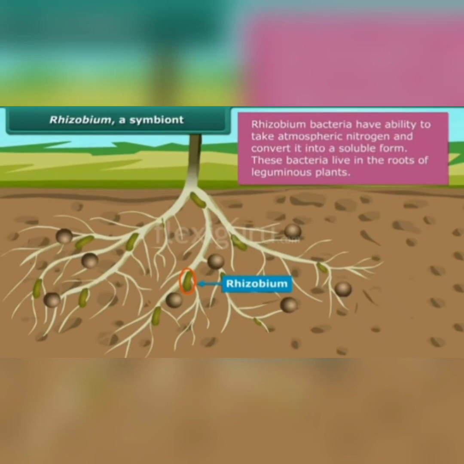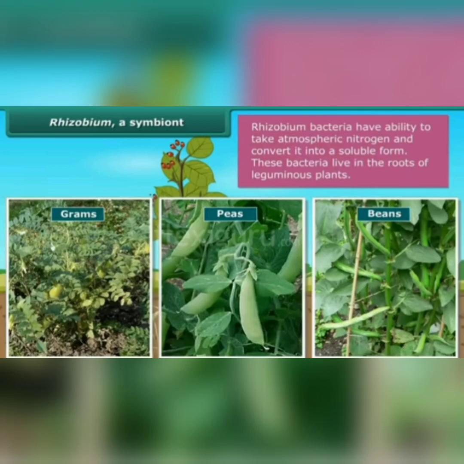But plants cannot use atmospheric nitrogen directly. The required nitrogen is in soluble form. So, the bacterium called Rhizobium, which you can see in the picture, can take atmospheric nitrogen and convert it into soluble form. It helps the plant by converting insoluble nitrogen into soluble form.